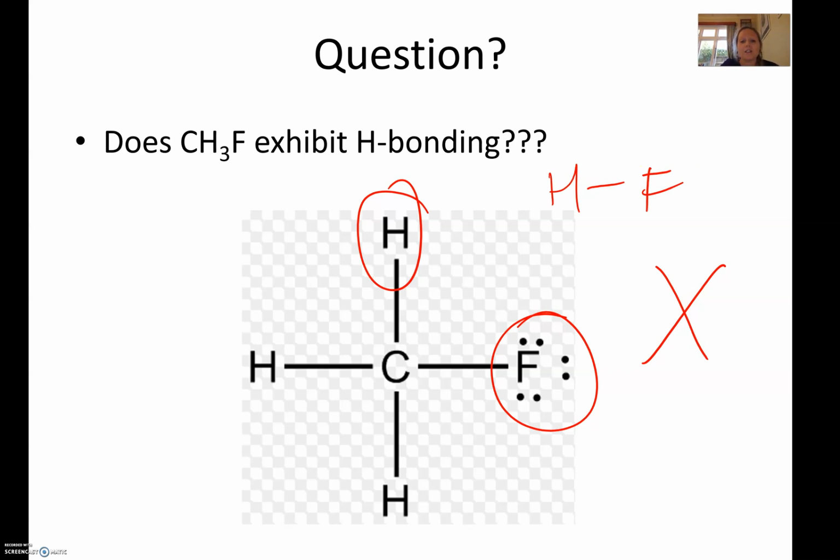However, we can actually discuss quickly the types of intermolecular forces it will have. Because it's a molecule, it'll have temporary dipoles, because all molecules have temporary dipoles, because they've all got electrons moving around, which can cause a positive side and a negative side.